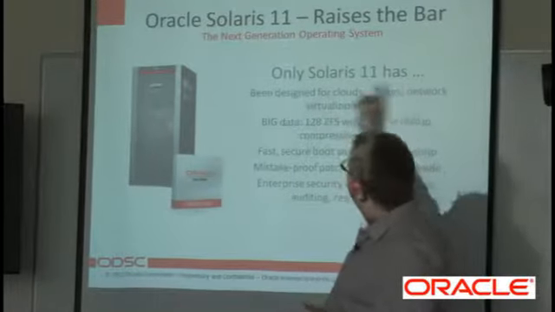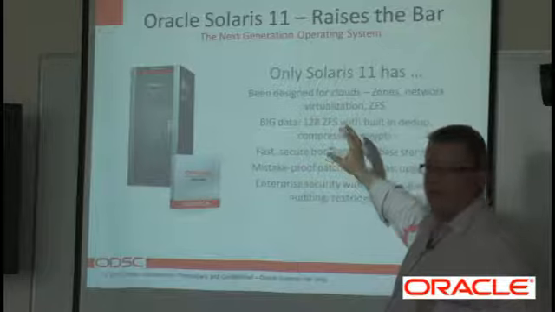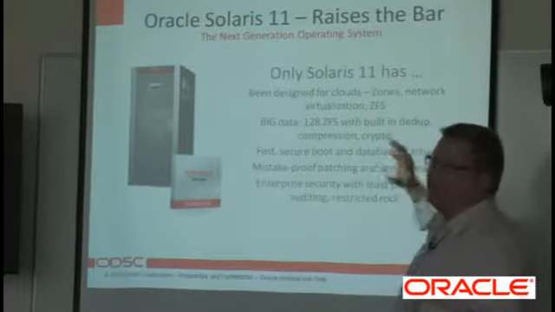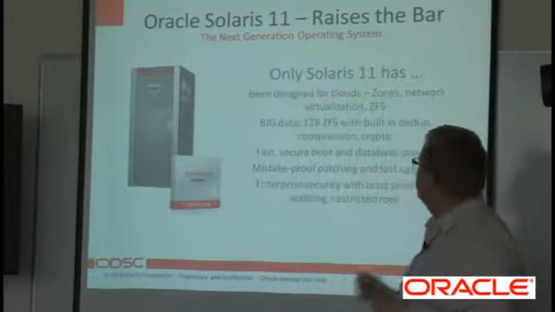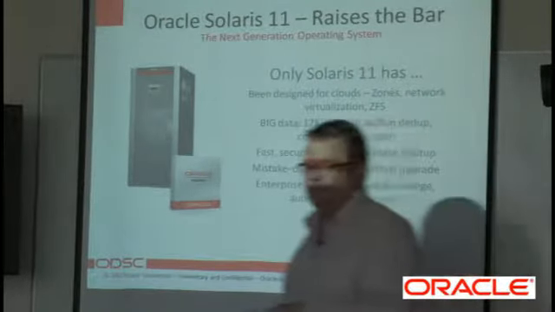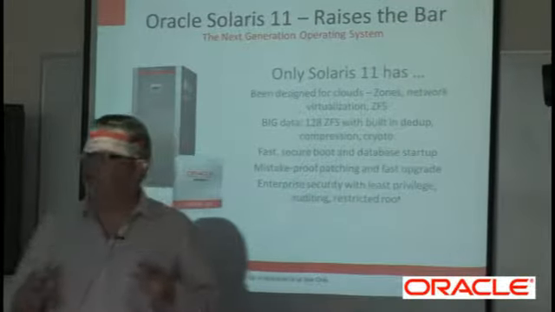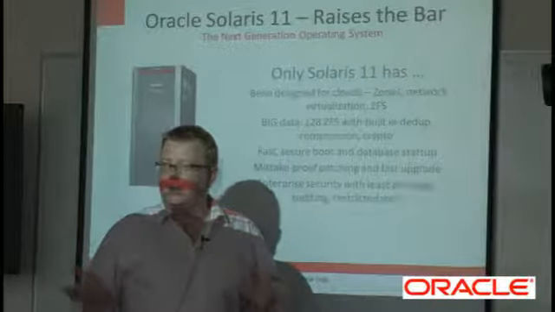So they brought out Solaris 11. Best designed for cloud infrastructure. It's got a thing called Solaris Zones. It's got network virtualization. It's got a thing called ZFS, which is called Zone File System, which is a really, really granular way within which you can look at what's going on in your operating system.